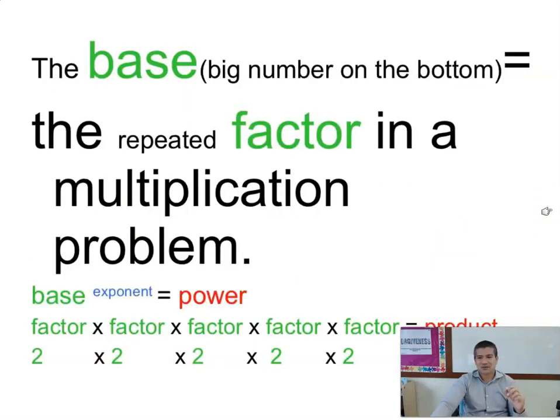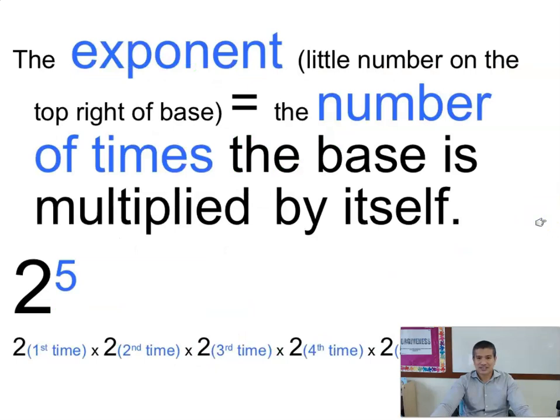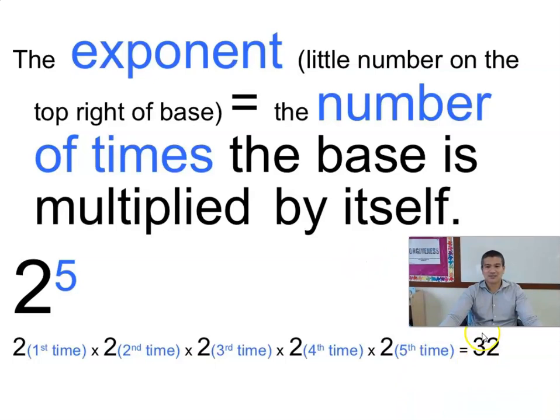The base, the big number at the bottom, is the repeated factor in a multiplication problem. We have the factor times the factor, so we can get the product, right? Therefore, the base raised to the exponent equals the product of the multiplication. The exponent, the little number on the top right of the base, is the number of times that the base is multiplied by itself. So we have 2 to the power of 5 because we multiply the 2 five times. Therefore, 2 times 2 is 4, times 2 is 8, times 2 is 16, times 2 we get 32.